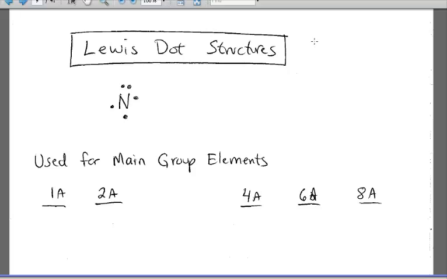Lewis dot structures are a symbolic device used to represent bonding and electron structure in atoms and in molecules. So basically, you draw the chemical symbol, which in this case is nitrogen, and then you draw dots around the symbol, and those dots represent valence electrons. So they are the electrons of the highest n level for main group elements, and we don't usually use dot structures for anything other than main group elements.